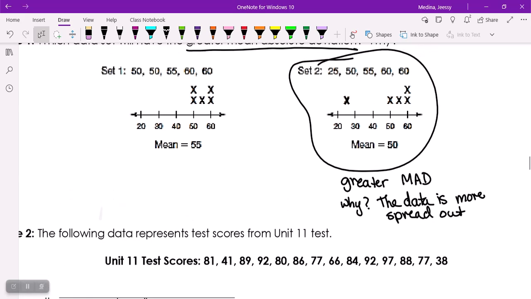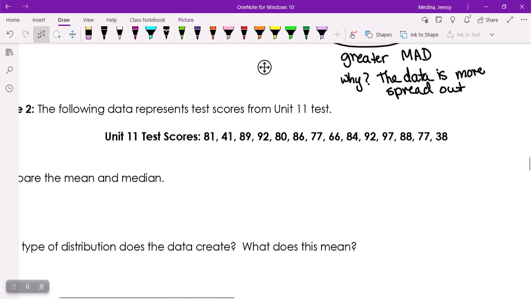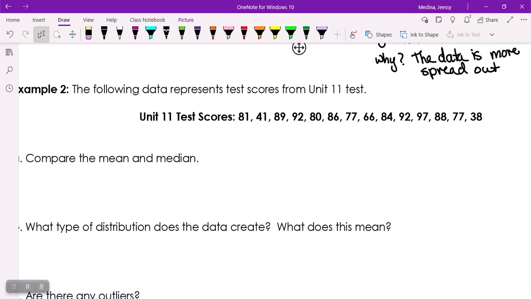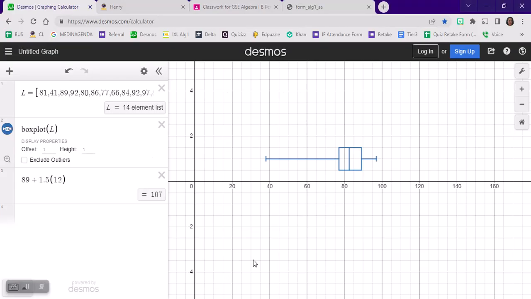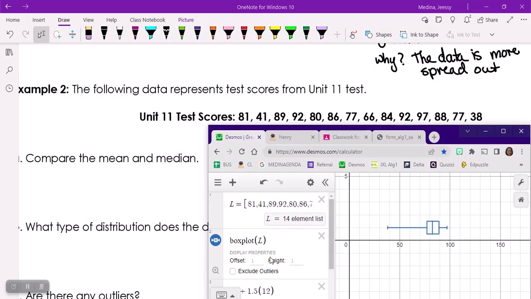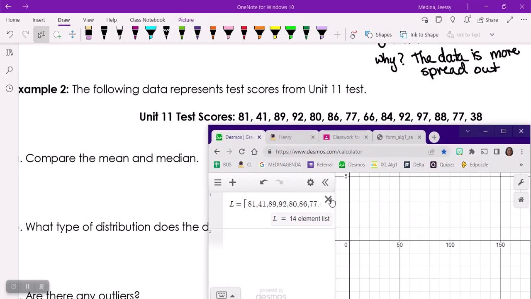All right, different question. The following data set represents test scores from Unit 11. Compare the mean and the median. All right, we're on a test. What's the quickest way of doing this? Okay, so let's go to Desmos. In Desmos, I recommend that you make a list of the elements. So I'm going to call it L in brackets, okay? And type in your numbers. Make sure you type them in correctly.